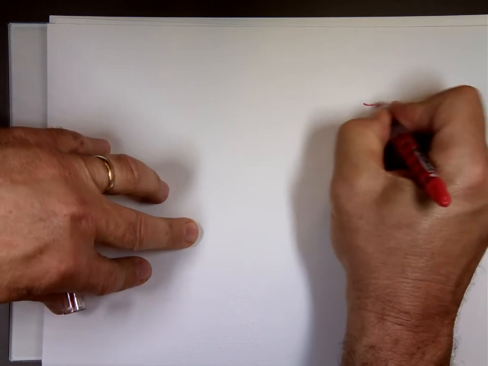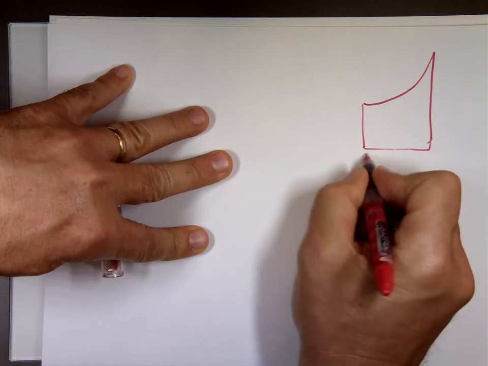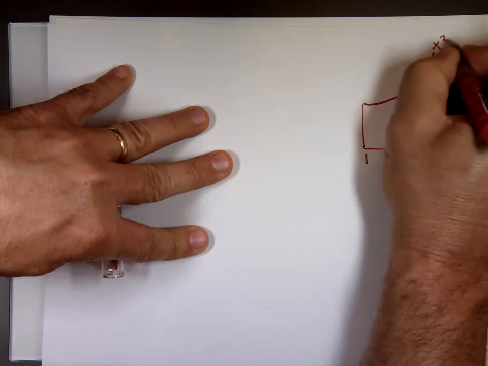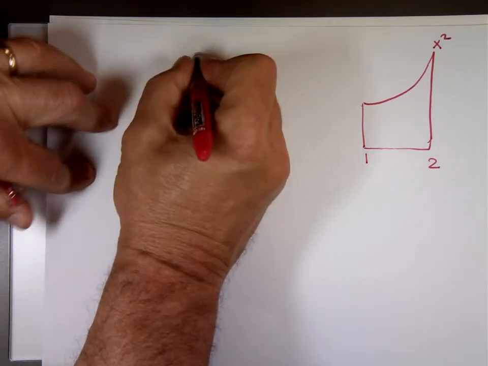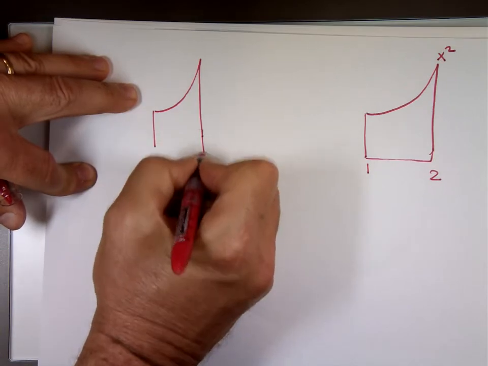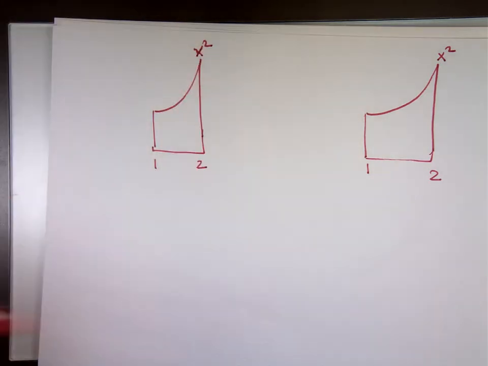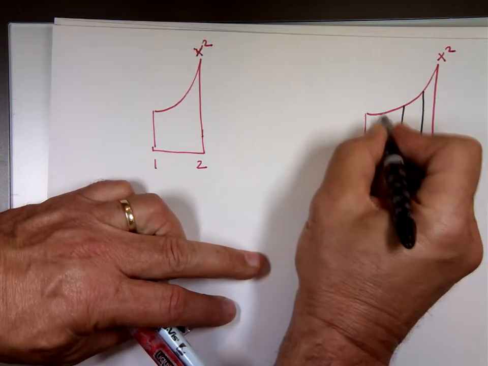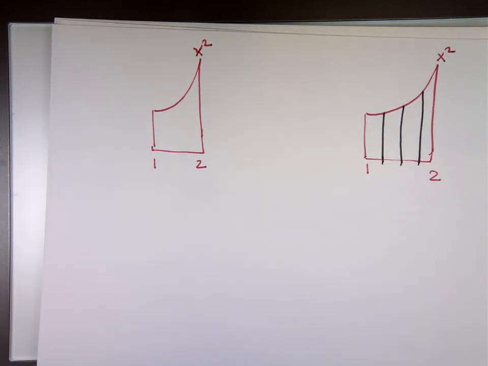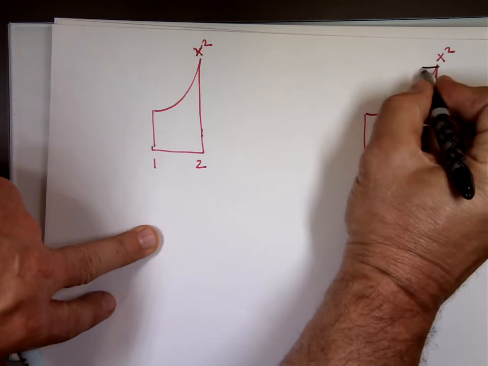I'll make it bigger again. I'm going to do it twice here. Remember, this is y equals x squared, the equation for that. I'm going to do it twice. You'll see why I'm doing it twice. I'm going to break it down to 4 pieces, equally spaced. And I'm going to use the highest point as my height. I'm going to treat this as a rectangular shape.